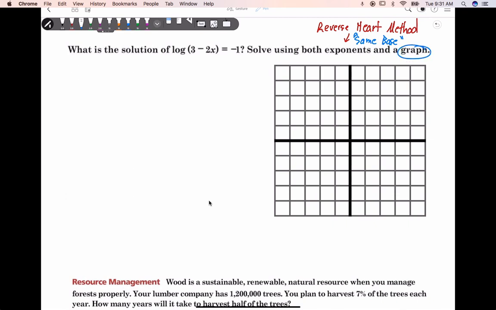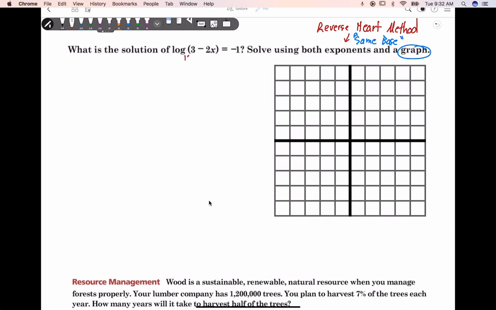And then we'll use a graph. Okay, we'll use a calculator to do it another method. And at the very end, I'll just use the solve feature as a last, not a first, resort, just to see, did we get the answers correct? All right, so let's begin.